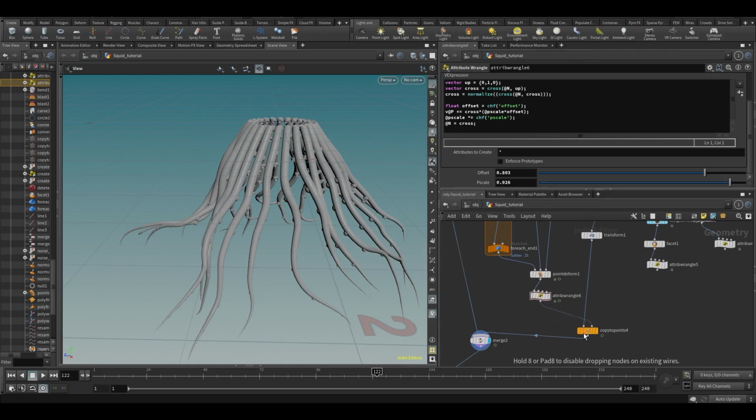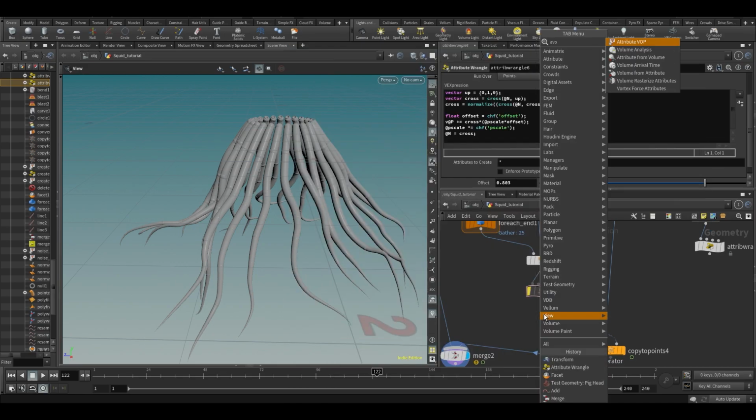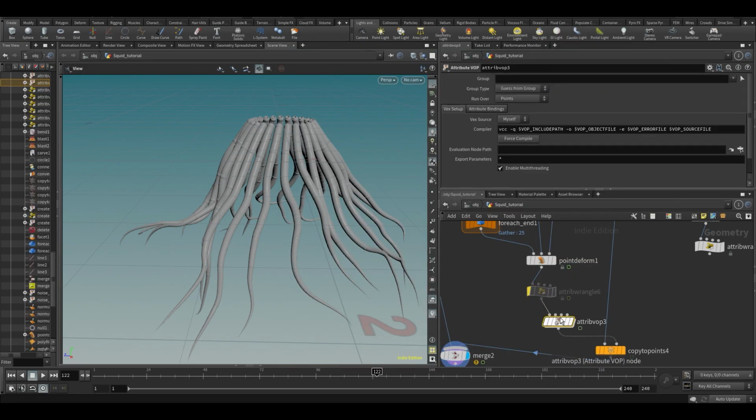So maybe if we want to do the same inside of VOPs, because VEX is maybe a little bit complicated, let's disable this thing. Let's do an attribute VOP. Let's go inside.